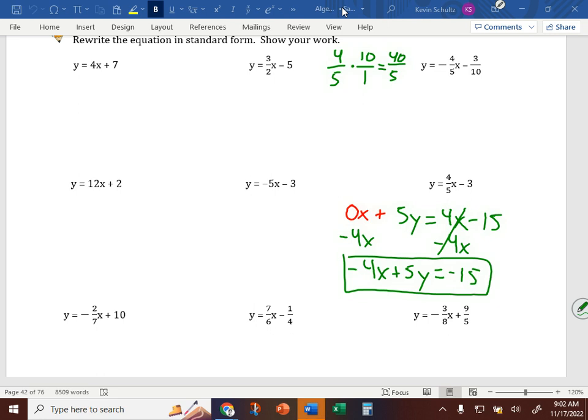8. Okay? And as far as that negative sign is concerned, it was a negative 4/5. We multiplied it by 10 over 1. It's just going to be a negative 8x. We don't really need to include the negative sign in our multiplication because we know it's going to be there in our final answer. Right? And then when we multiply negative 3/10 by 10, what's going to happen here?